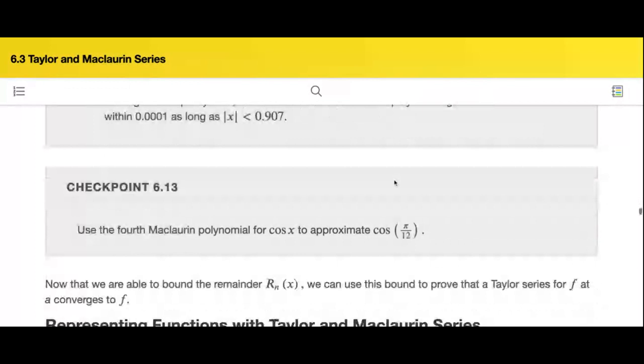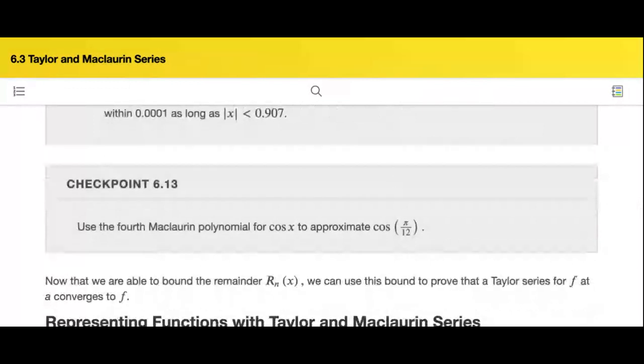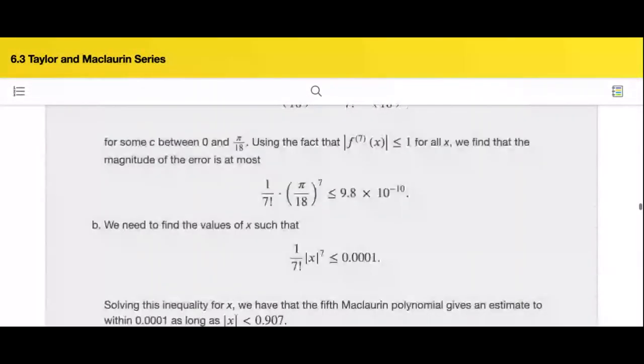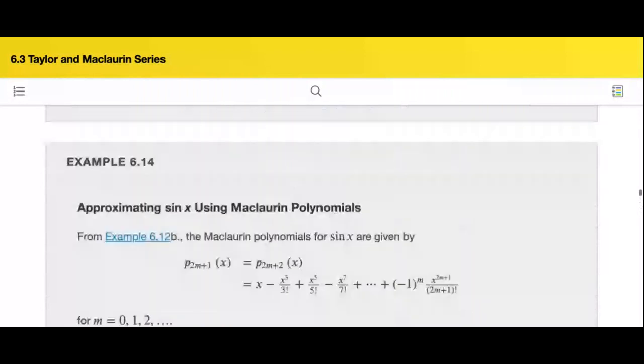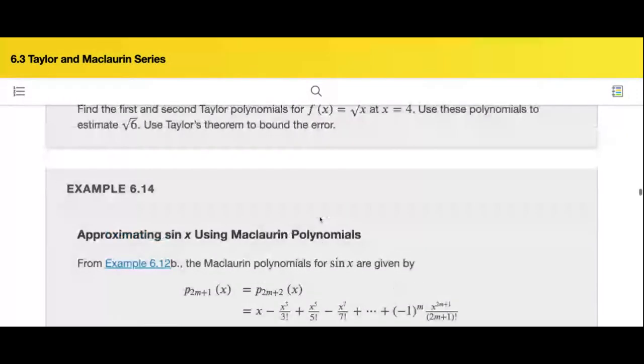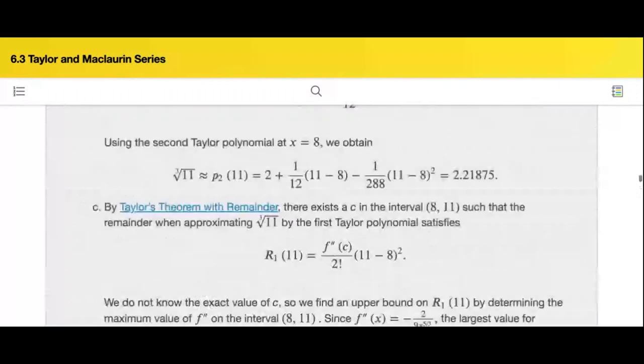Use the fourth Maclaurin polynomial for cosine x to approximate cosine pi over 12. Remember, let's all try this. Remember cosine x, the formula? Comparing to, so this is for sine x, right? It's x minus x cubed divided by 3 factorial. Cosine x is 1. Well, let me be exact.